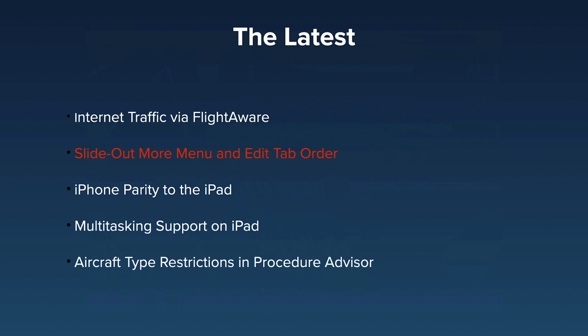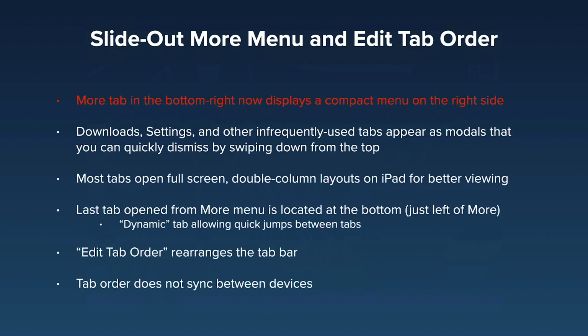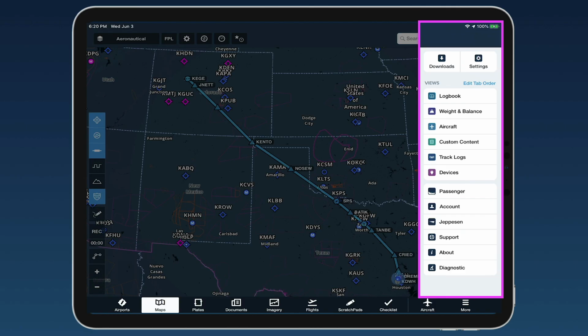That was internet traffic. Let's take a look at slide out more menu and edit tab order. If you noticed, the More tab in the bottom right hand corner, which we used to show, now displays a compact menu on the right side, such as this. But you can do a lot with this as well.